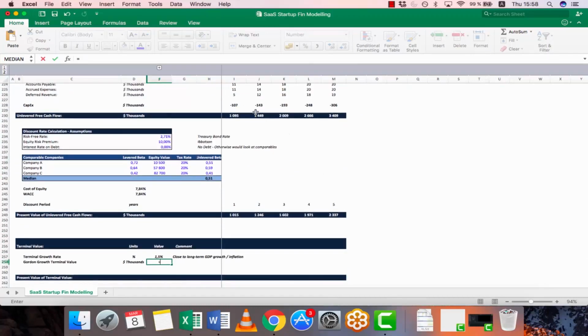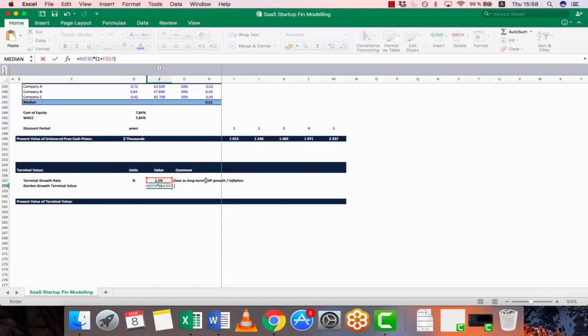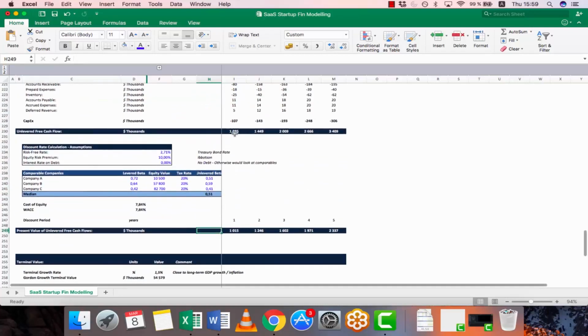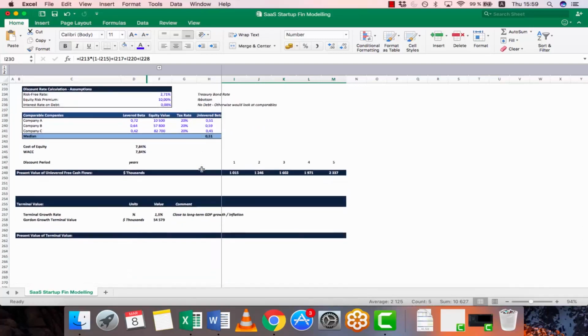So we are taking our final free cash flow, multiplying it by 1 plus our terminal growth rate assumption, and dividing by weighted average cost of capital minus our terminal growth rate assumption. So here you go. Here's the terminal value. It's quite large relative to our present value of unlevered free cash flows, and obviously versus a sum of unlevered free cash flows. But we are analyzing a startup here, and let's leave it as is.